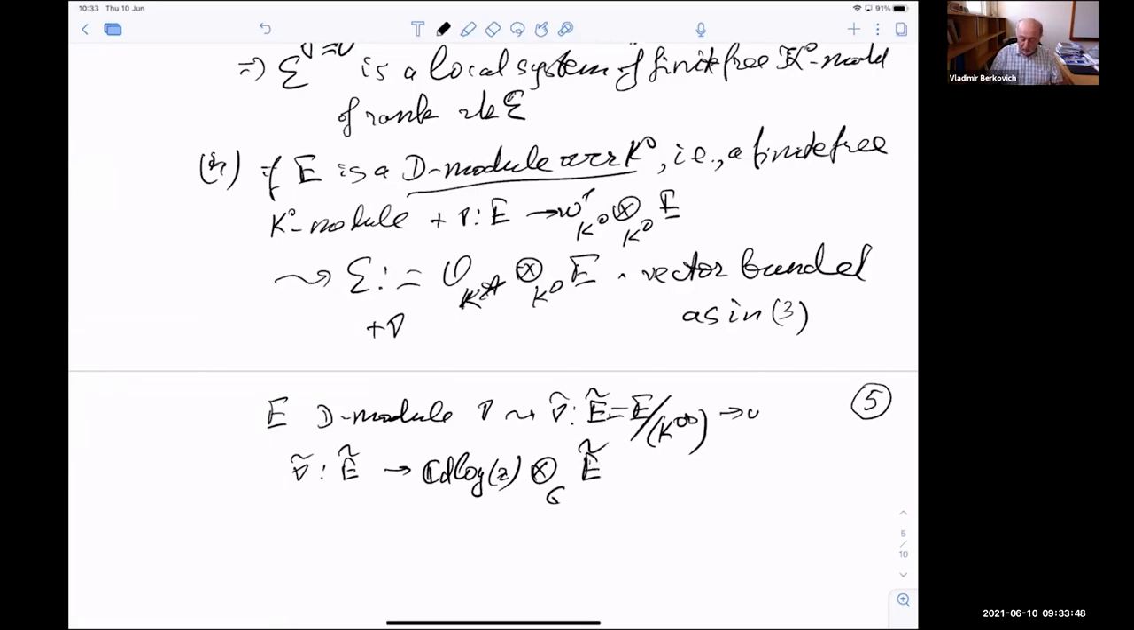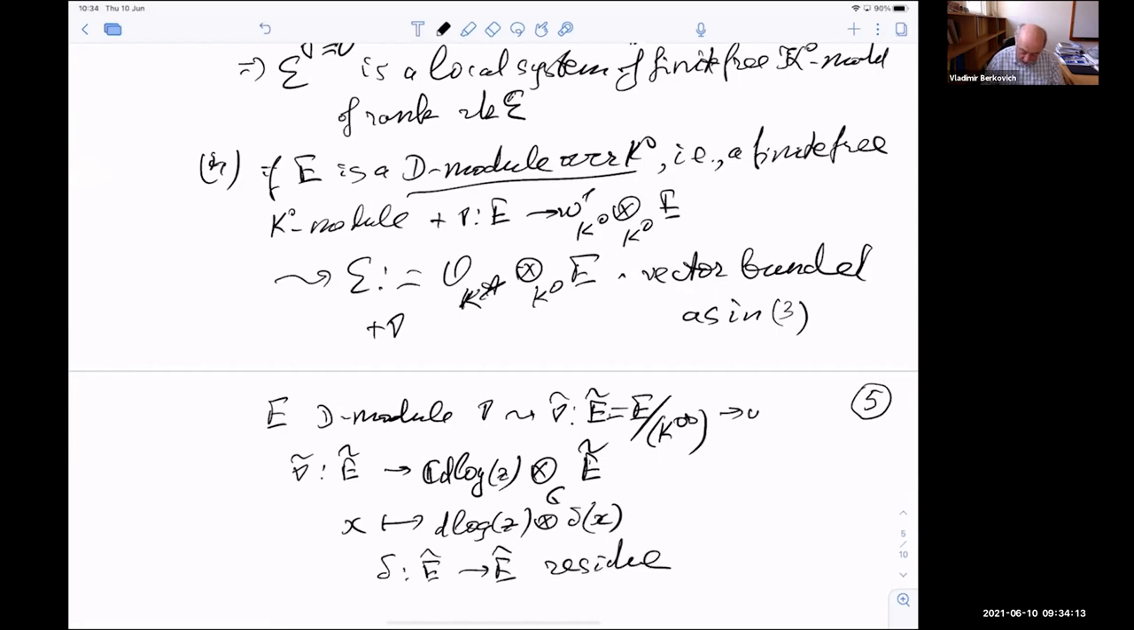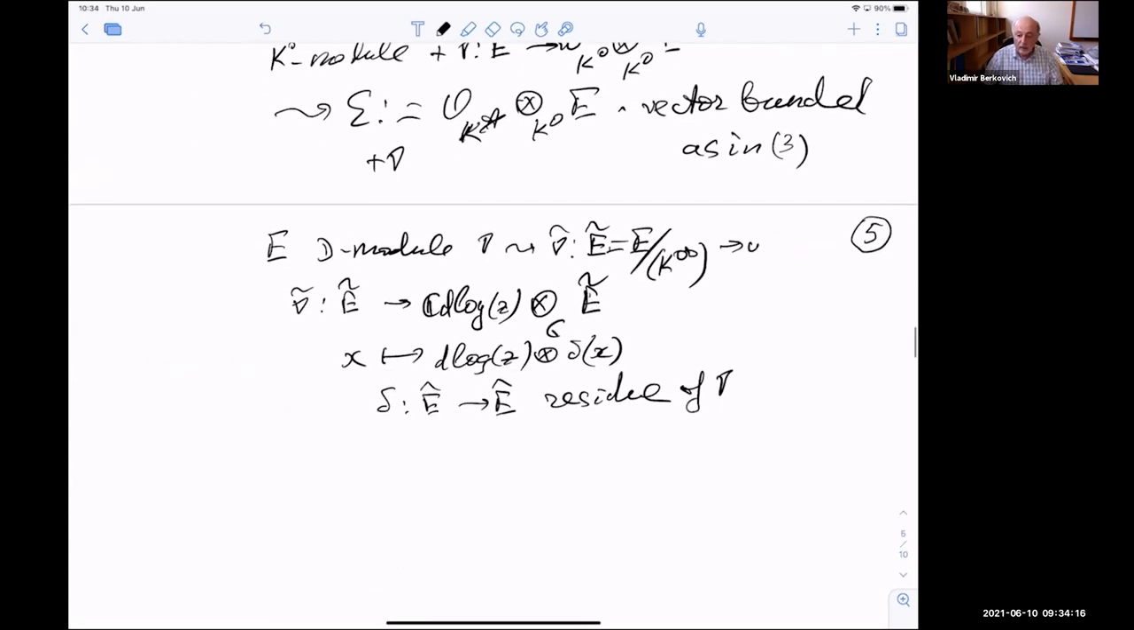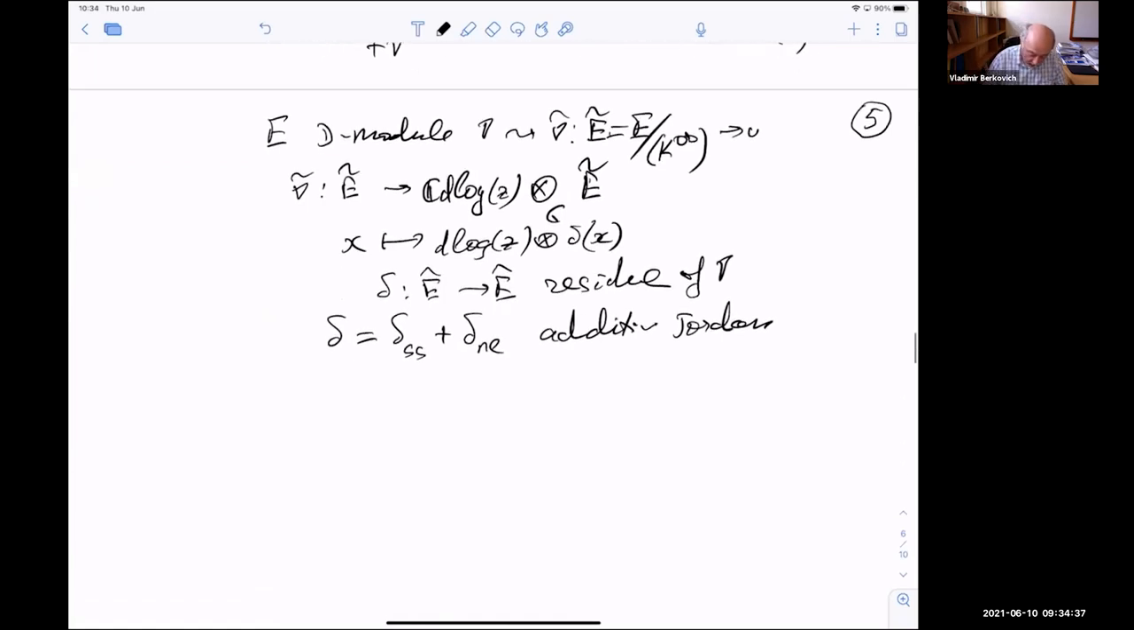And there is an associated connection on this quotient. This connection sends any element to such an element, where delta is just an endomorphism of this space. It is called the residue of the connection nabla. By the way, the residue is an endomorphism of a C vector space, so it has an additive Jordan decomposition. Okay.